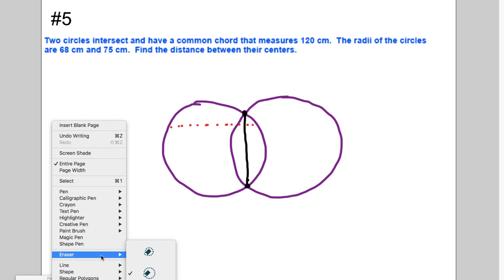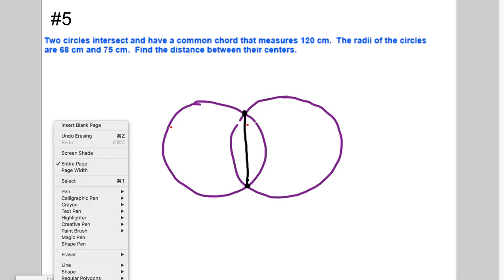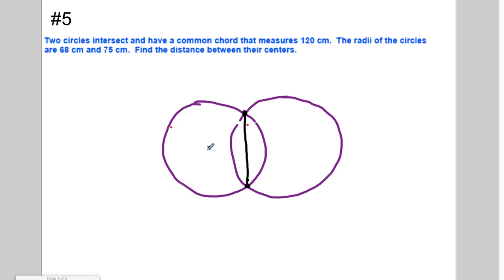Okay, I'm going to get that little piece out of the way because it's going to drive me nuts. The radii of the circles are 68 and 75. Now, this is where it gets tricky. Remember, we've talked about it. Put your centers in. If I draw my radius going towards the black line perpendicular, it's not going to help me because I'm going to have overlapping radiuses. Remember I said it's best to draw your radiuses to the circle, like that. So that radius I know is 68, and this one's a little bit longer, which is 75.